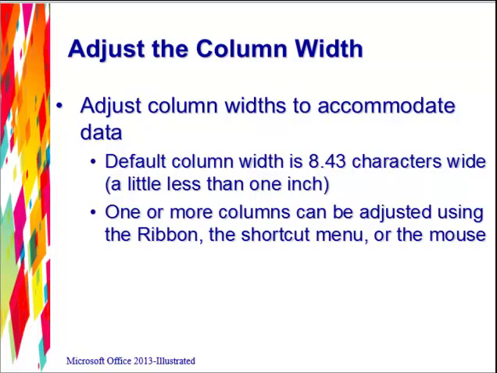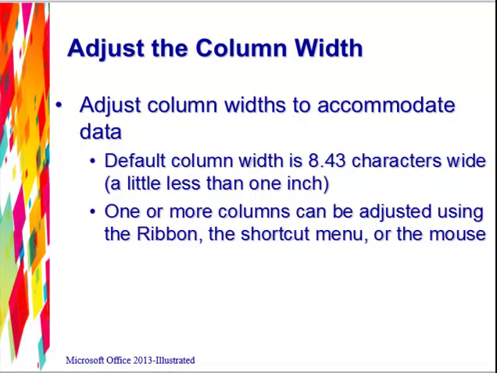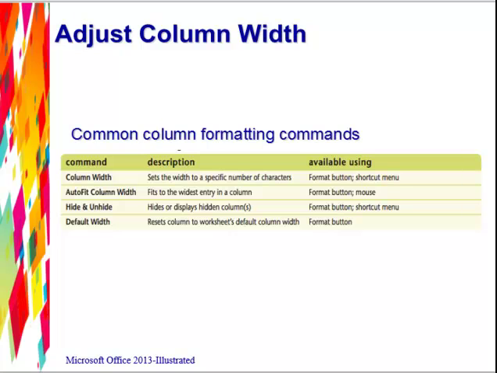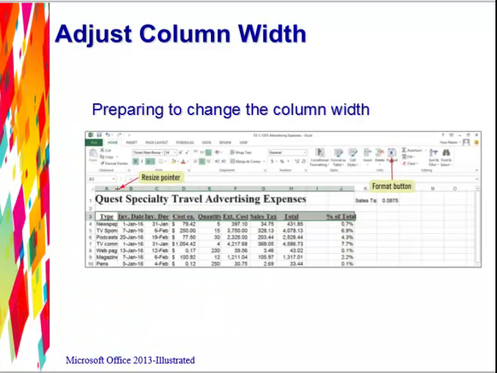It's a little less than 1 inch, and one or more columns can be adjusted using the ribbon, shortcut menu, or the mouse. There's a variety of different ways to adjust the width of the columns. So column width, you set it with a specific number of characters. You can auto fit, have the column width expand according to the width of the widest entry in the column. You can hide and unhide columns if there's data in those columns you don't want the user to see, or you want to move it so it's not in your view if you're not going to be actually using the data directly. And you can give each column a default width too, if you have a certain default width that you want your column to have.